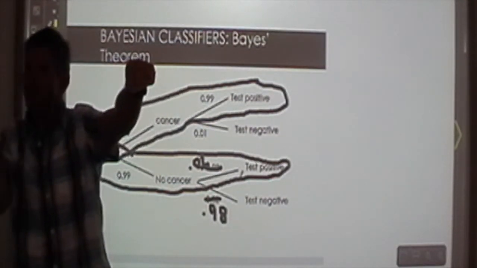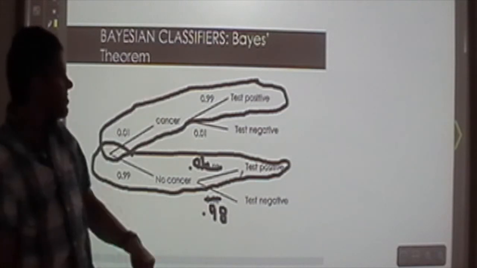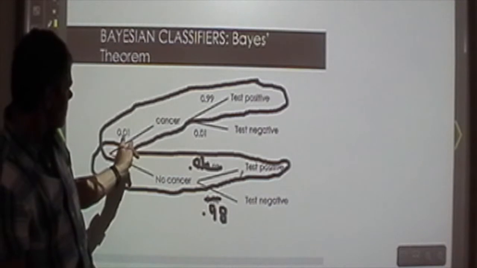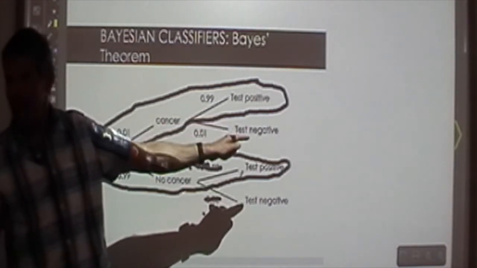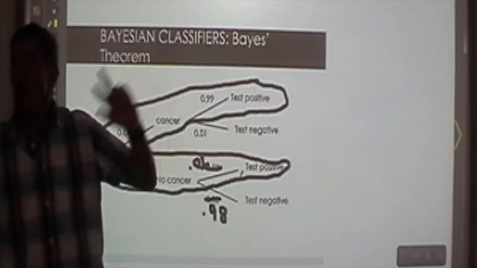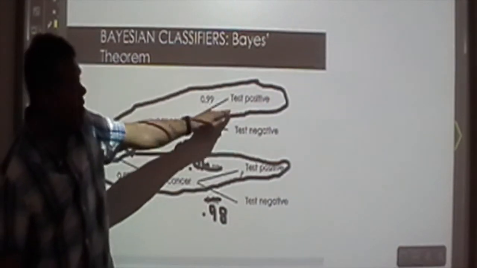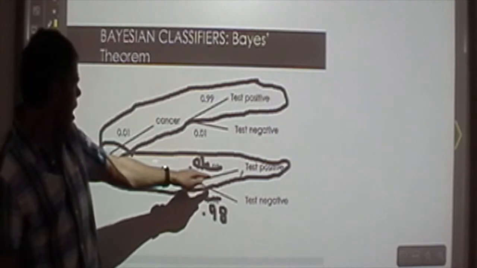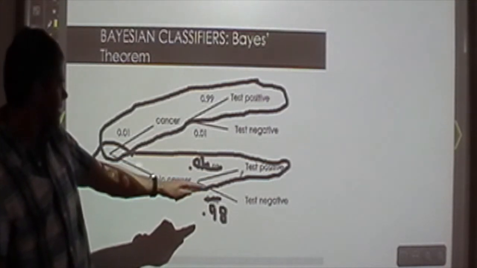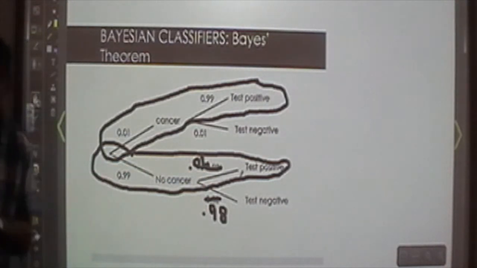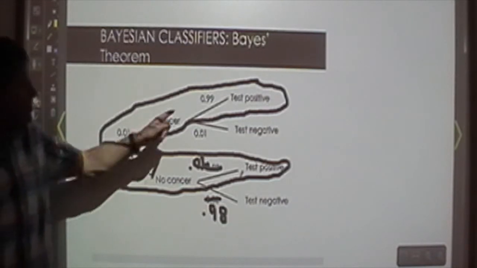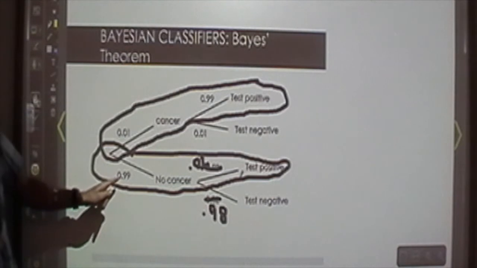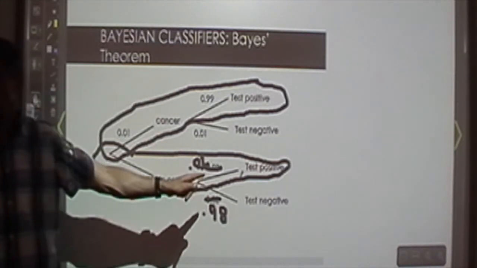And the fraction of the time that Katie actually ends up having cancer is 0.01 times 0.99 over the total of the possibilities for testing positive, and I think that actually ends up higher than 1%, but it's still fairly low. It's 0.01 times 0.99 in the denominator over 0.99 times 0.02.